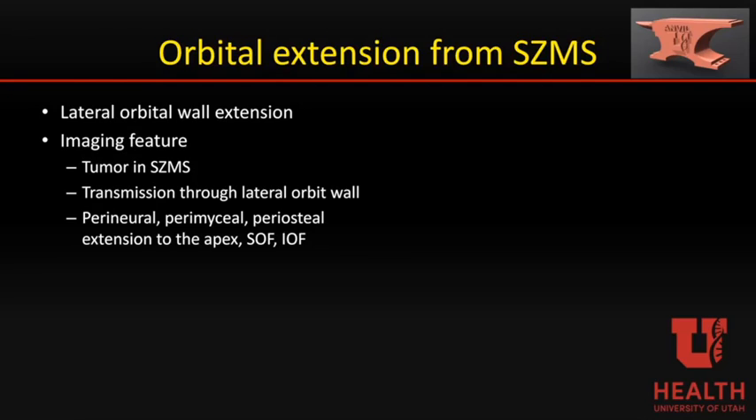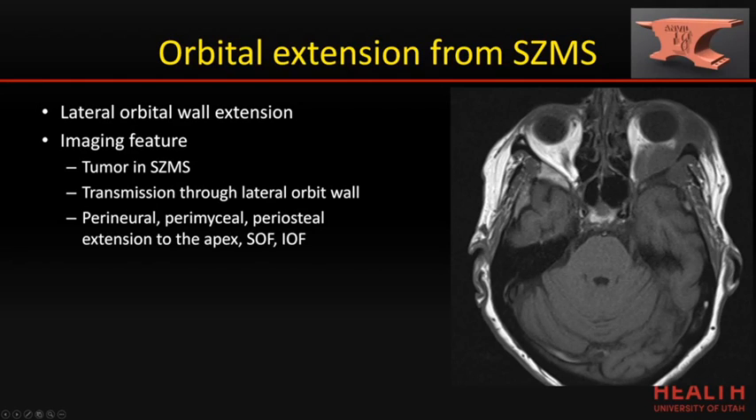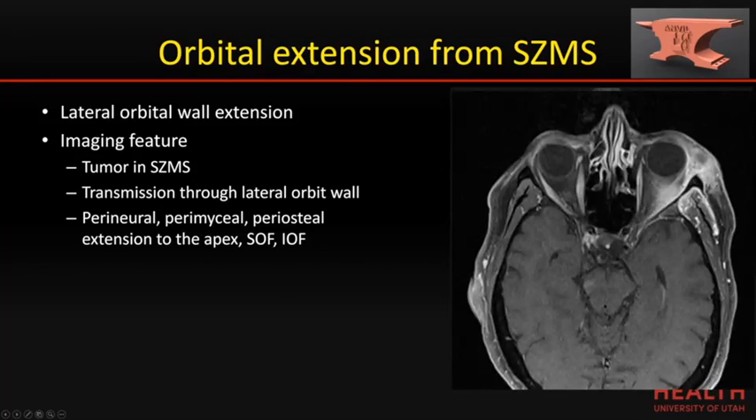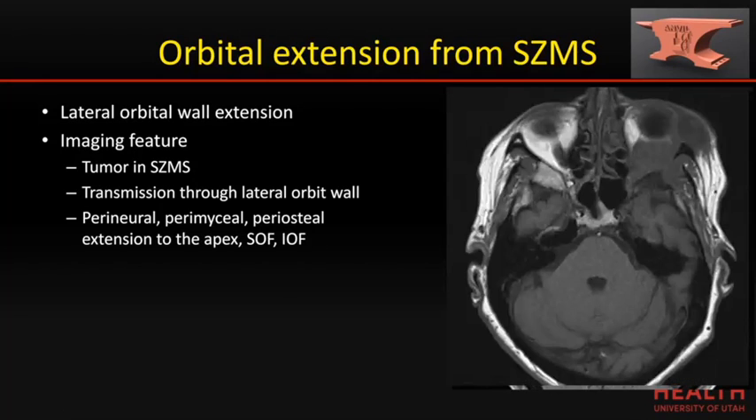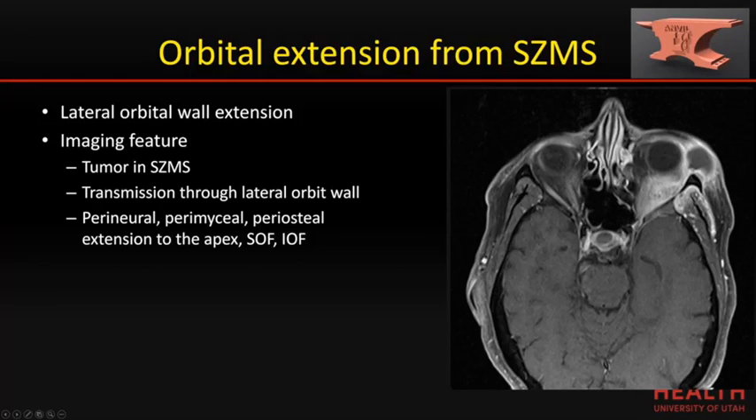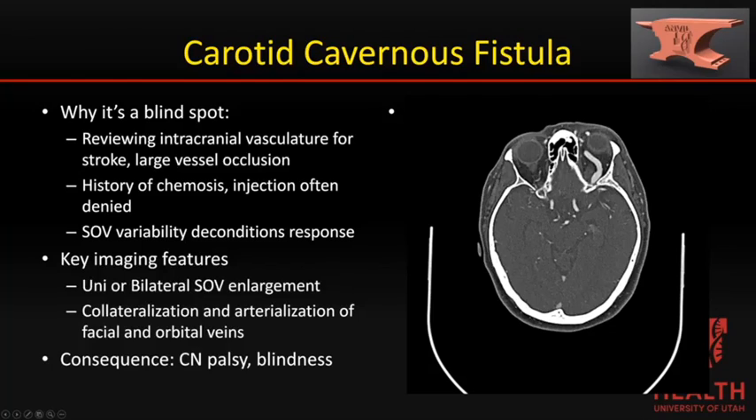One of our last lateral mass effect blind spots is orbital extension from the suprazygomatic masticator space. So occasionally we'll have tumor in the suprazygomatic masticator space that'll actually go through the zygomaticotemporal suture directly into the orbit, and this can lead to perineural or perimuscular or periosteal extension back to the orbital apex. In this case, that was a squamous cell carcinoma that went through the lateral orbital wall, started off in the suprazygomatic masticator space. And also, lastly, always consider extension of vascular lesions.